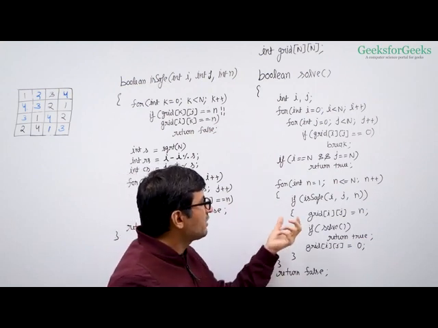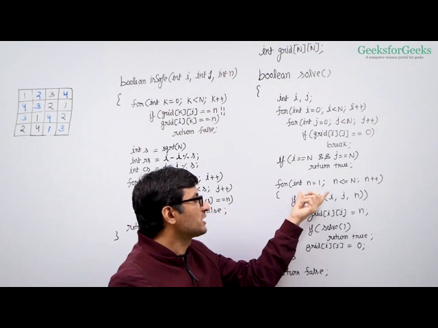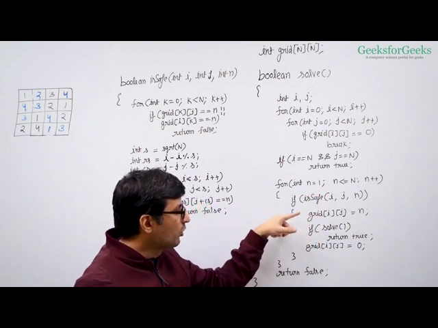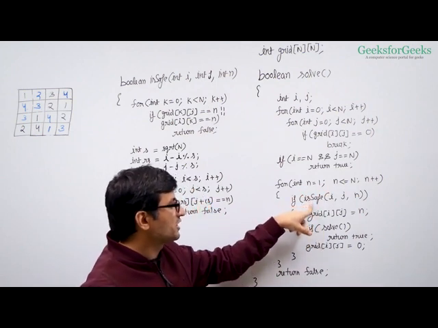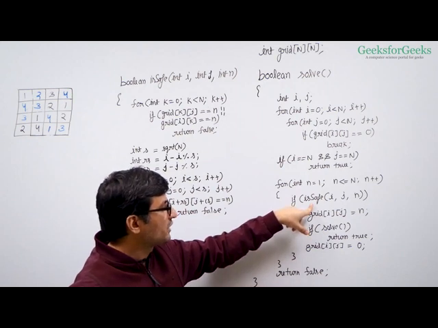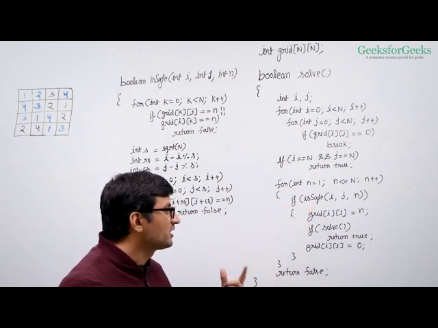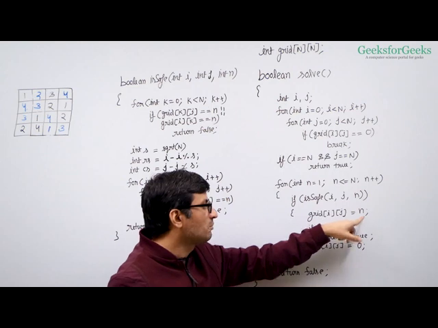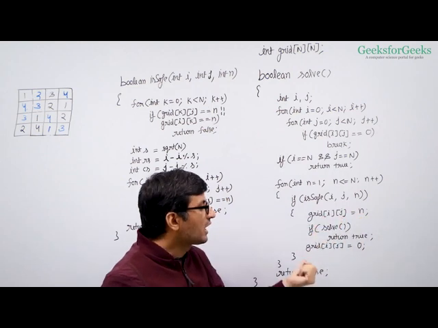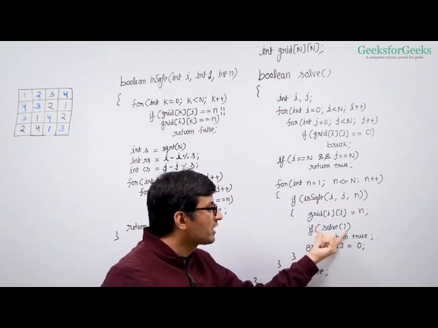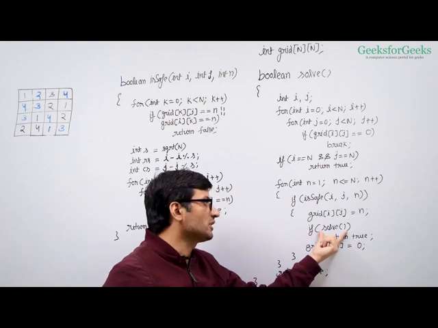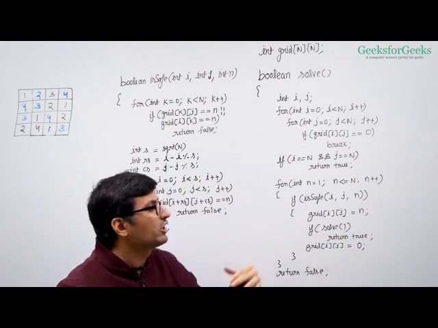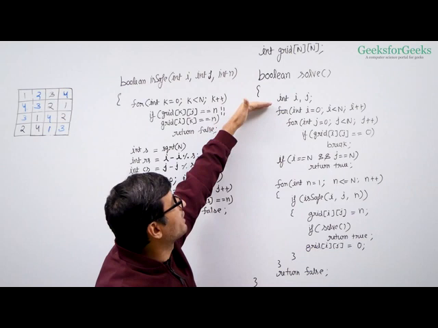So what we do here, we try putting all the numbers in this empty cell, and before we put that number, we check for safety, right? We call a safe function, and if the safety test passes, then we put that number in this particular grid. And after putting this number, we again recursively call for remaining empty cells.